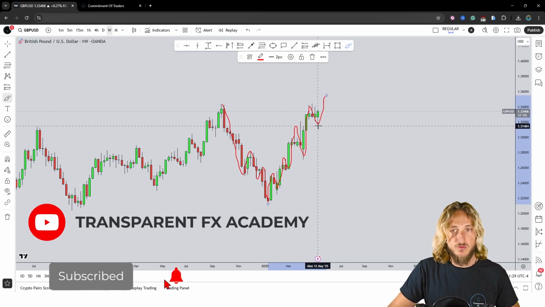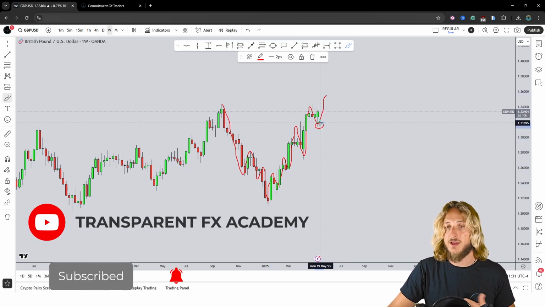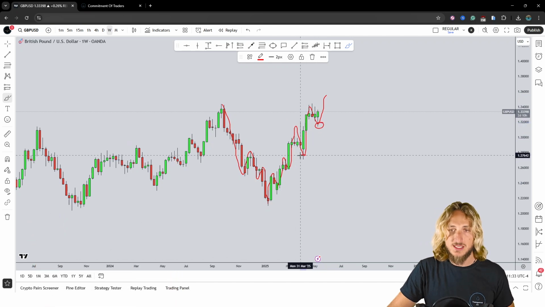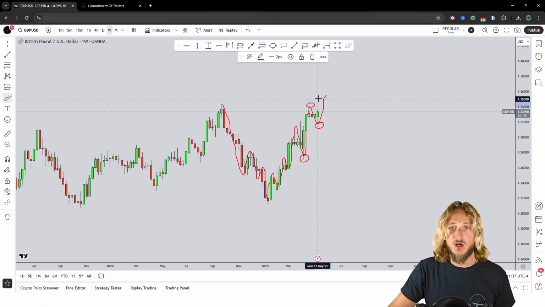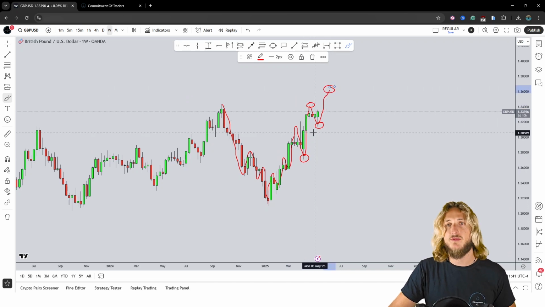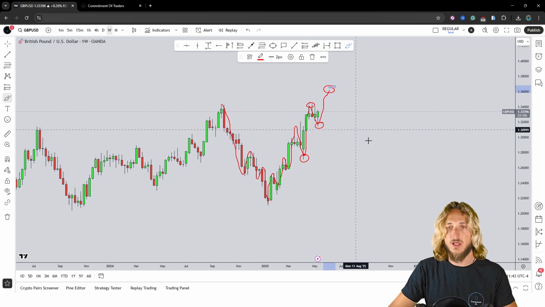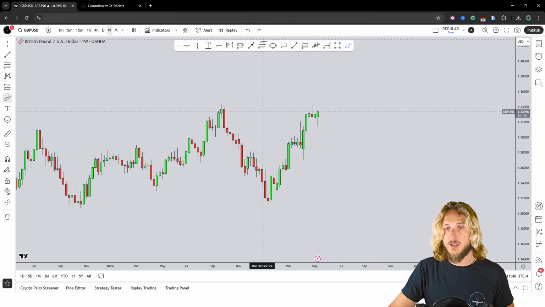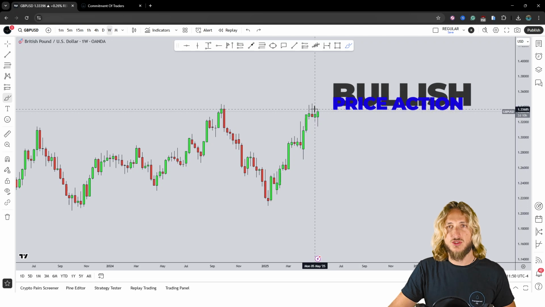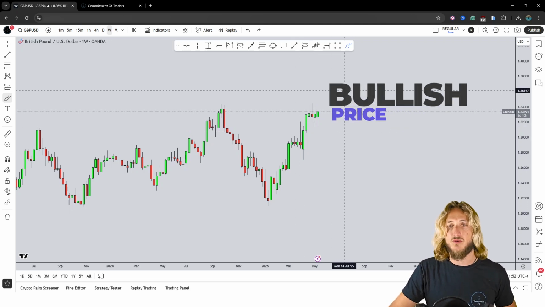The last move here was the creation of a new higher low. So a low that was higher than the previous one. The next logical step would be for the market to create a new weekly higher high. So essentially the continuation of this weekly uptrend. So here in the weekly time frame as well, everything is quite clear. More bullish price action could be expected away from this level.